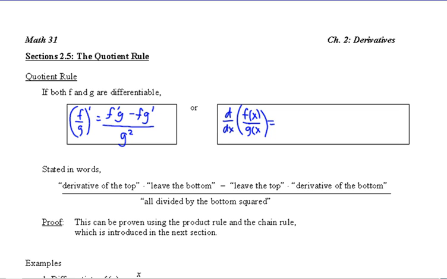Right, so derivative of the top, so we'd write that as d/dx of f(x), just another notation, times g(x). I'll put the g(x) in front. G(x) times the derivative of f(x) minus f(x).